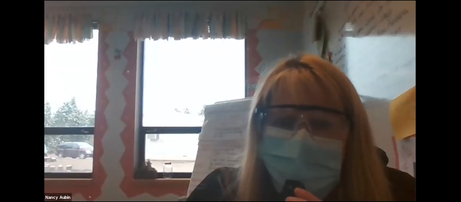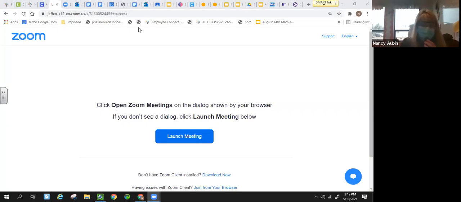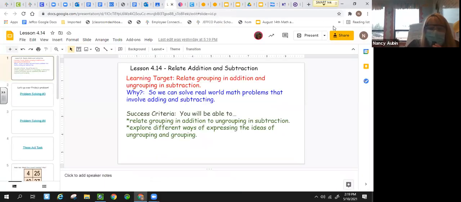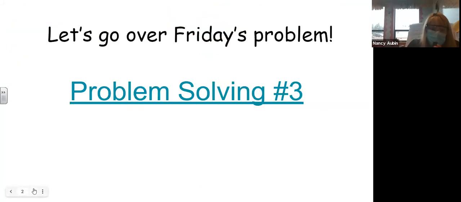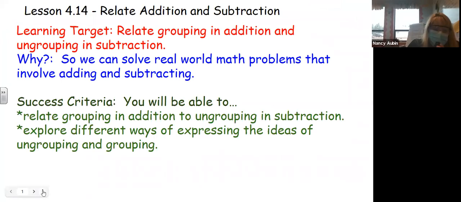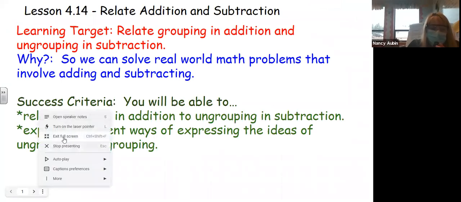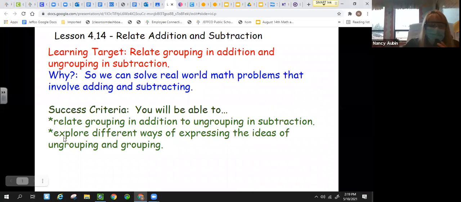Today we are going to continue our work with addition and subtraction, 3-digit with and without regrouping. So we're going to talk about relating the two operations. I hope you guys already know that addition and subtraction are related. By now you know that, yes? They are actually opposites, inverse operations. So you should have learned that from the beginning of the year.